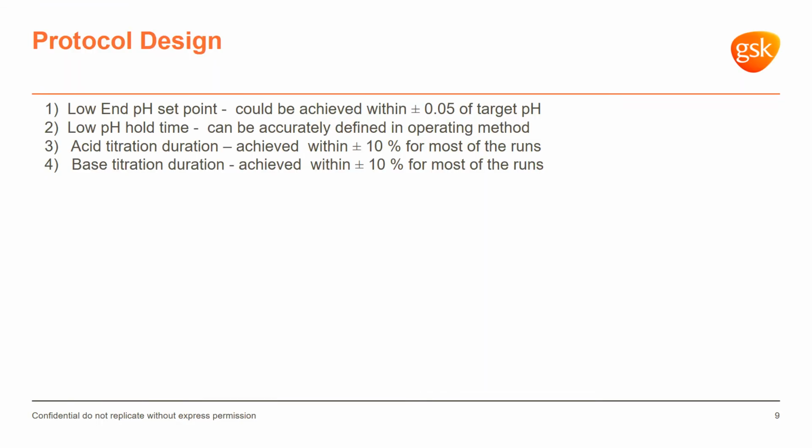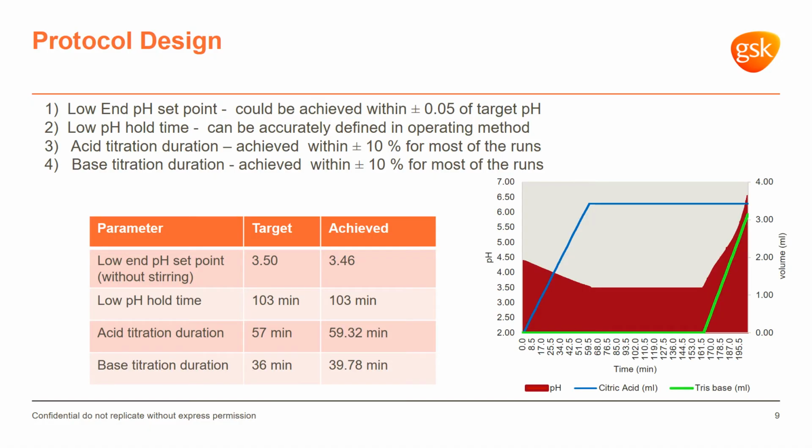So, what were the parameters that we were looking at? The parameters that we wanted to look at were the low pH endpoint, which we were able to achieve within plus or minus 0.05 units. The low pH hold time is essentially dialed in by timers. There is no variability there.